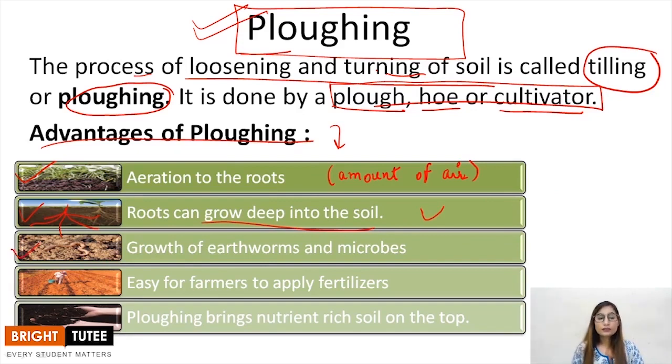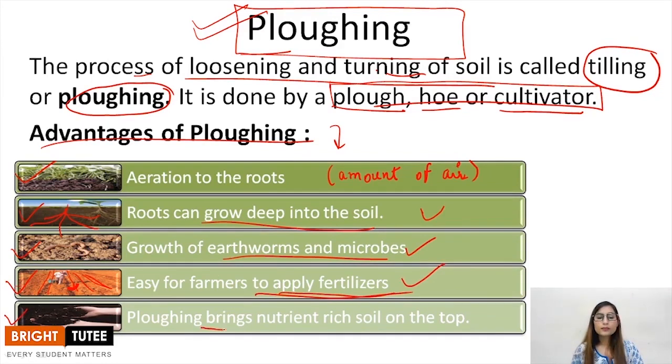Thirdly, growth of earthworms and microbes, as I already told you. Loosening and turning of the soil helps in the growth of earthworms and microbes, that in turn help in more loosening and turning of the soil. Fourthly, easy for farmers to apply fertilizers. As you can see, this is a plowed field. There are rows, right? In the depression, we put our seeds in the deeper soil, right? So this also helps farmers to apply fertilizers.